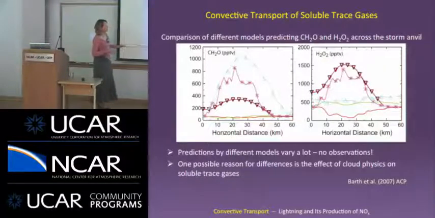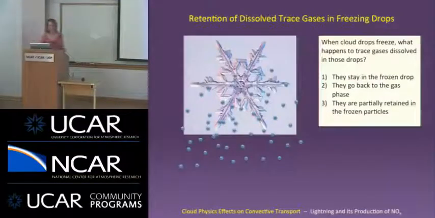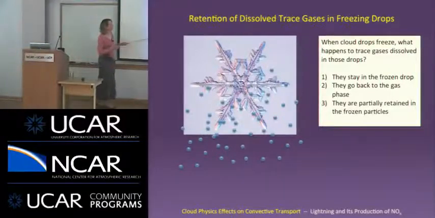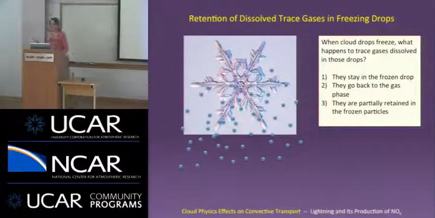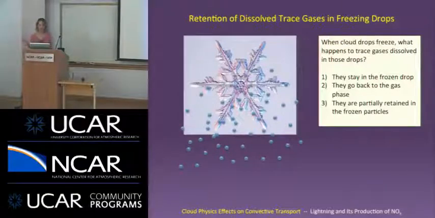And then I wanted to talk a little bit about one of the possible reasons for the differences from the different models. And I think that could be due to the cloud physics that's going on. And one of the big processes in cloud physics, especially in thunderstorms, is the riming process. So when snowflakes and graupel and hail fall through a population of cloud drops, they collect those cloud drops, and those drops freeze. And when those cloud drops freeze, you might ask, those trace gases that are dissolved in the cloud drops, do they also get caught up in those frozen particles, or do they degas and go back to the gas phase? Or is it a little bit of each?